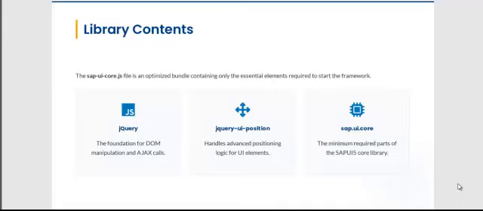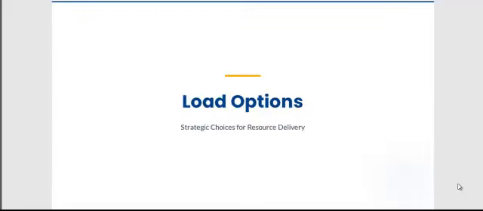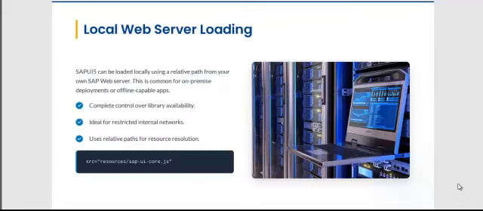This file is an optimized bundle containing only the essential elements required to start the framework: jQuery, jQuery UI, positions, sap.ui.core. SAPUI5 can be loaded locally using a relative path from your own SAP web server. This is common for on-premise deployments or offline capable apps.